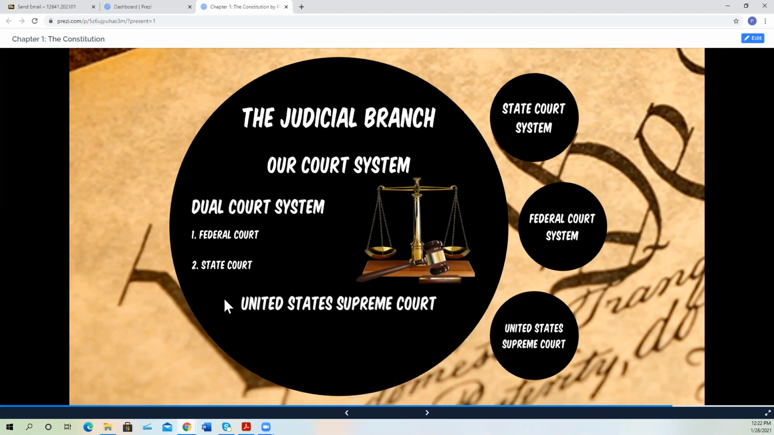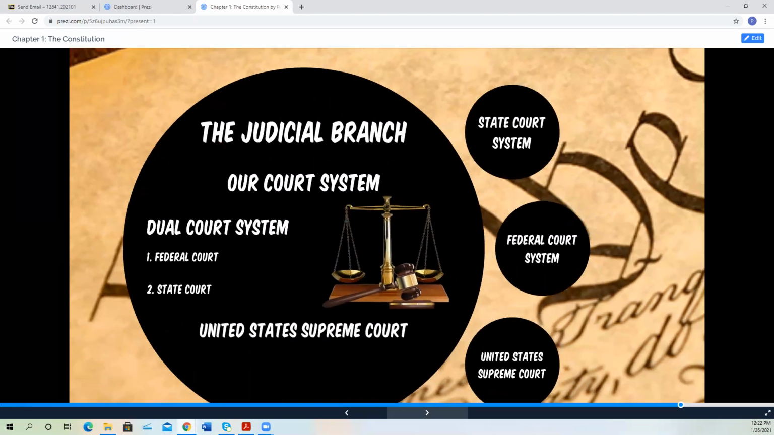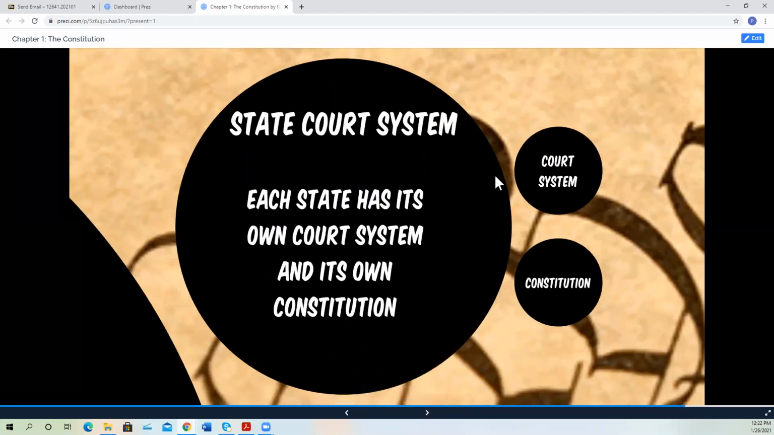And we have the United States Supreme Court, which is a federal court. And that's the highest court in our land. There's no court higher. So if there is a federal constitutional issue, the United States Supreme Court has final say on that issue. So let's just take a look at each system briefly.